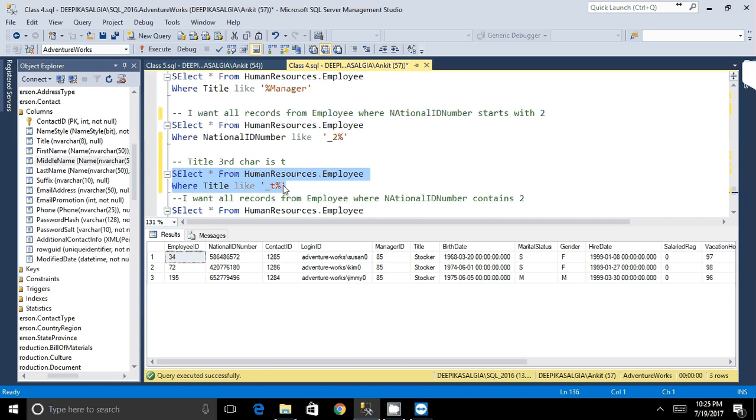All right, so you can apply the same concept on the national ID number as well. If I ask you, can you give me the numbers where the third digit is 2, then you put 2 underscores and then 2. So is it clear how to use the underscore?